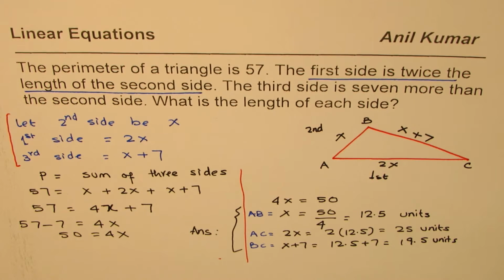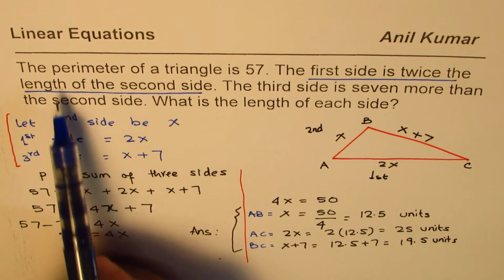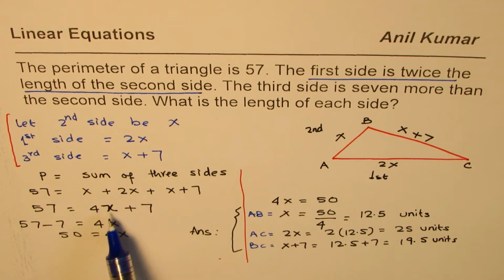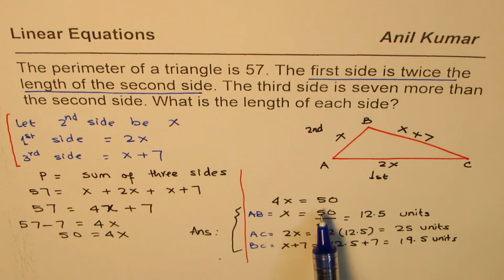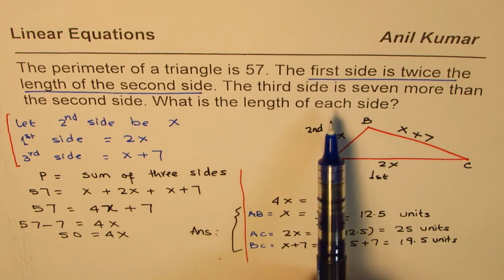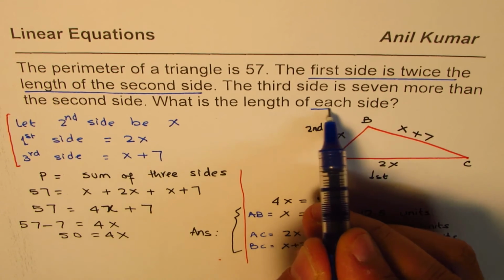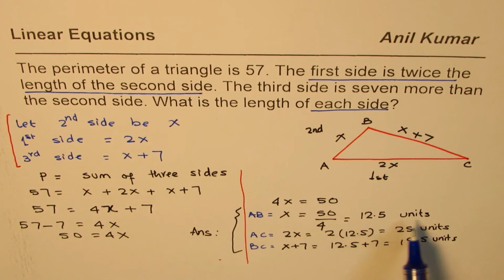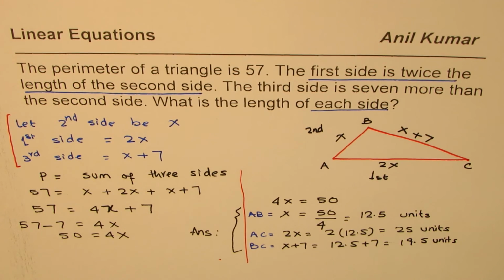So the idea is to sketch a diagram, define your variables, check if they have been correctly defined, and then read a sentence and translate it into equations as we did. The perimeter of a triangle is 57. Sum of all sides is 57. Now you can isolate the variable and find its value, right? Once you find the variable's value, you should read the question once again. What is the length of each side? So in the answer, you have to write the length of each side, and therefore the three sides are 12.5 units, 25 units, and 19.5 units in length. Do you understand? So that is how you should be doing it.